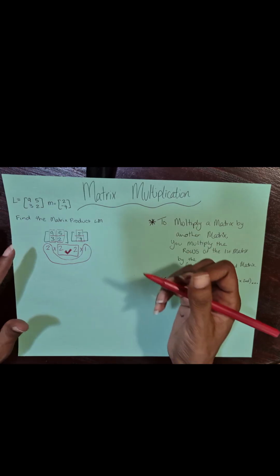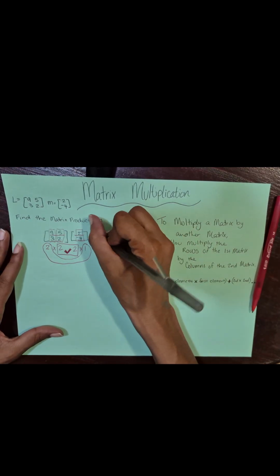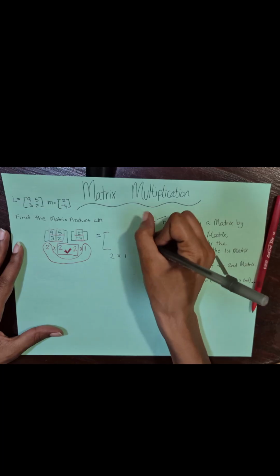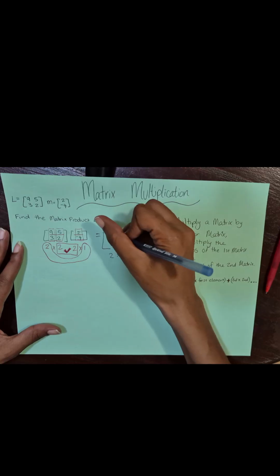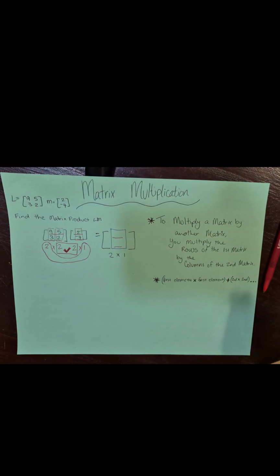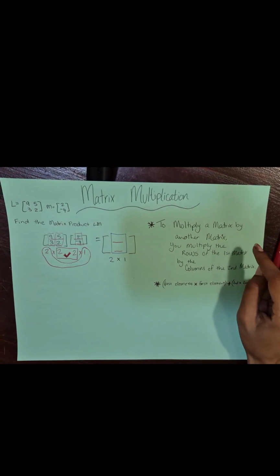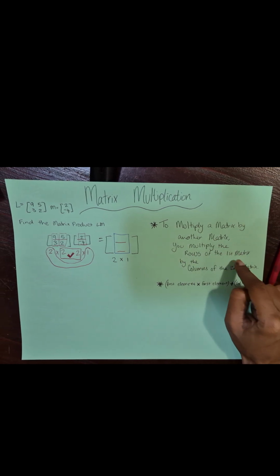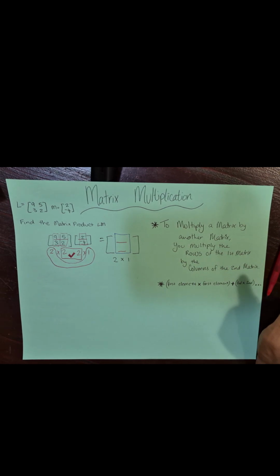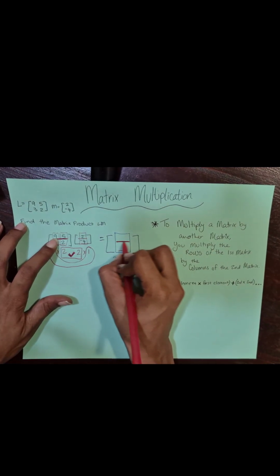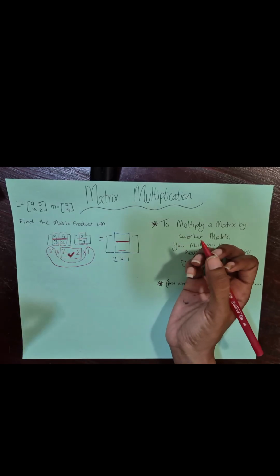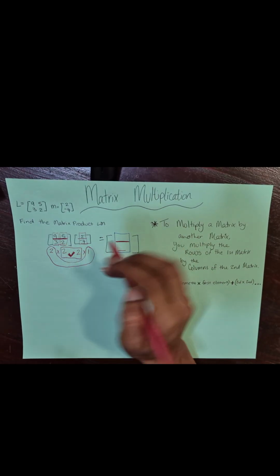So these outside numbers tell us our answer to this multiplication will be a 2 by 1 matrix, meaning you're going to have 2 rows and it will be 1 column. Now, to multiply a matrix by another matrix, you multiply the rows of the first matrix by the columns of the second matrix. That means I'm looking at the row of the first matrix. So my first row in my first matrix is also going to give me the answer for my first row. First row gives you the answers for the first row. For the first row, I'm going to have 9 and 5.